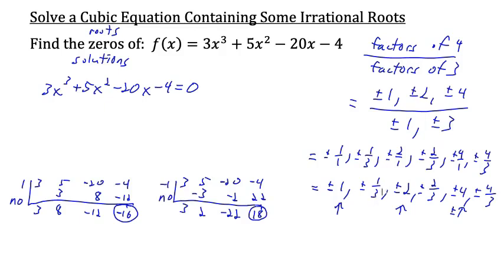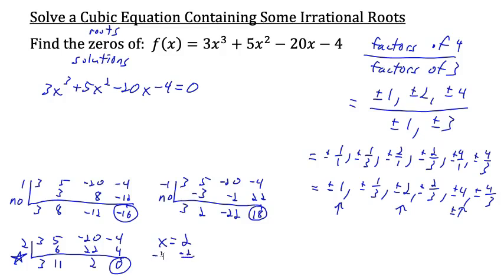Let's keep going. We'll skip these fractions here, and we'll try positive 2. Success! We got a remainder of 0, so 2 is a root of this equation. So x equals 2 is a 0 or a root. Let's go ahead and convert that into factored form. That would be x minus 2.